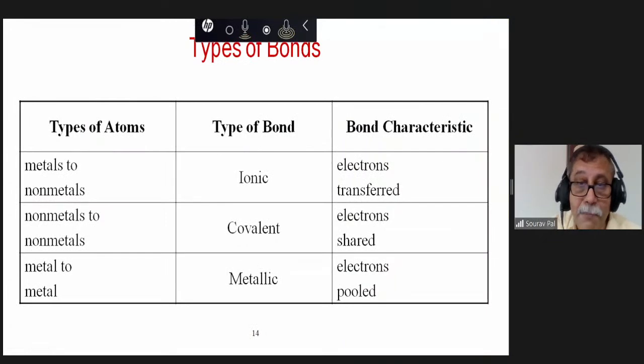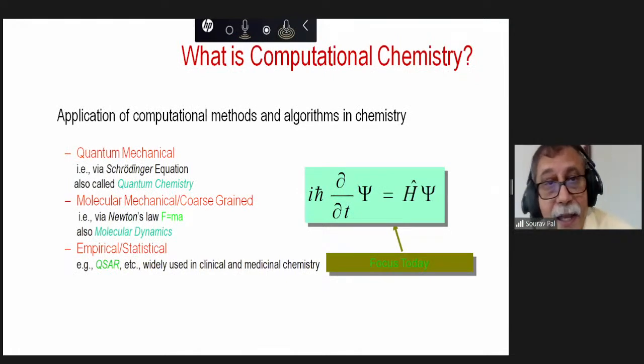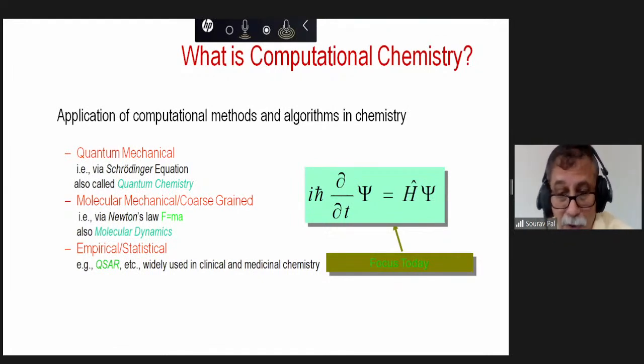So he talked of ionic bond, he talked of covalent bond, he talked of metallic bond. So it is very interesting to look at that. And computational chemistry, however, today is mostly based first on quantum mechanics, which of course all of you know because you are attending the QIQT workshop, the Schrodinger equation and solution of the Schrodinger equation.